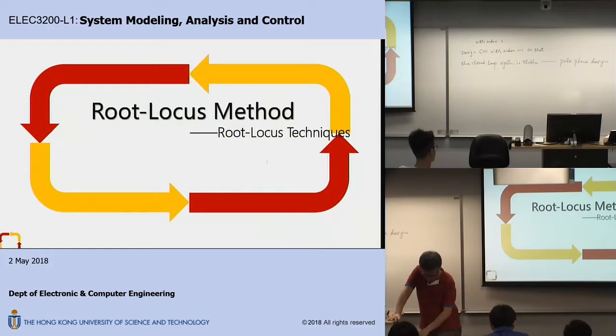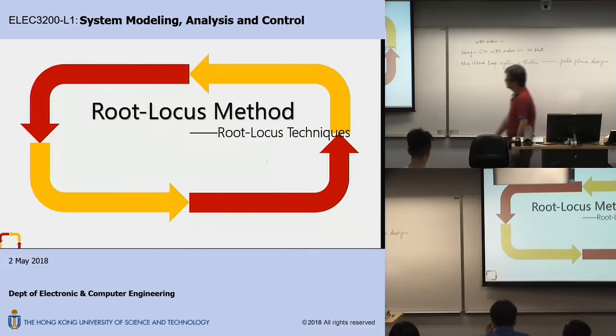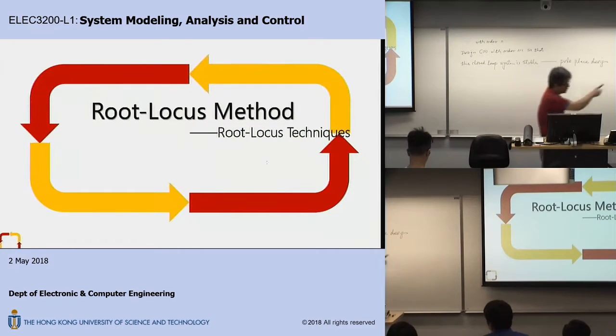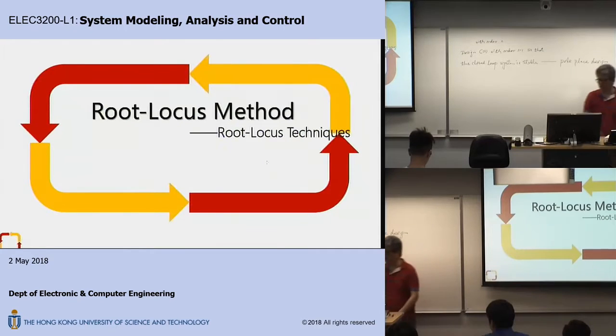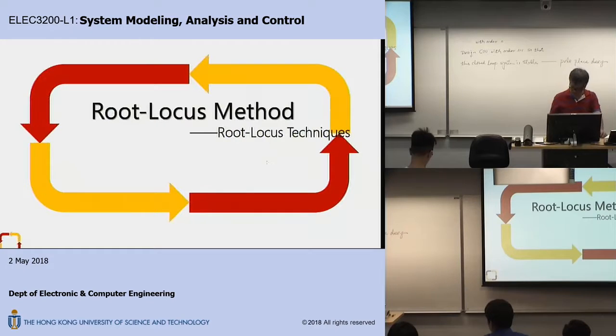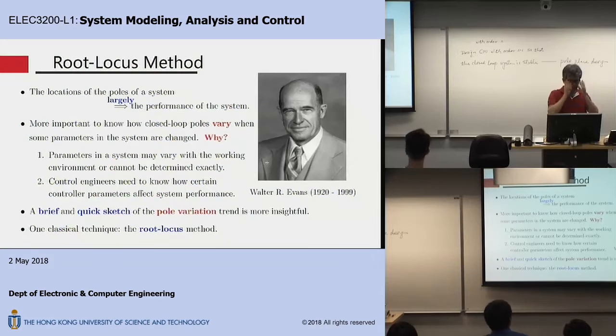So in a lot of cases, we try to design a controller of order as low as possible to stabilize the system. Okay, so this method is called the root locus method, or root locus technique. So we are going to see how we can do that. This method was invented by this guy, Evans.